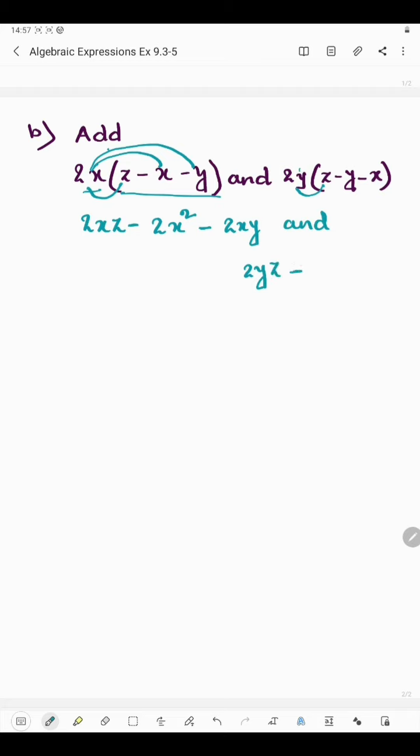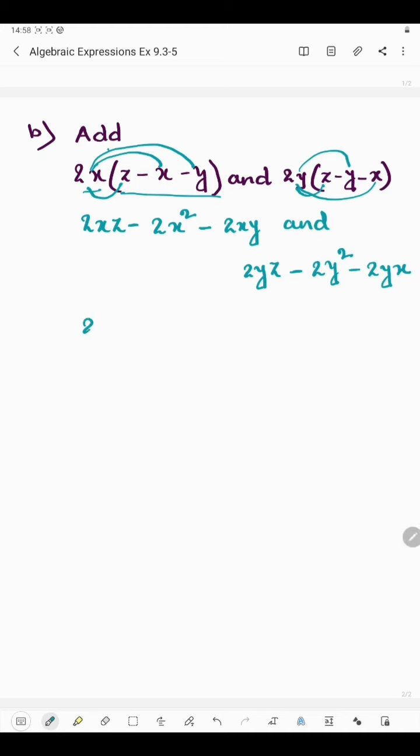Now 2y will be multiplied by the second term. So 2y into y, here we have y twice, so the power of y will be 2. Then we have a minus sign again. Now the monomial should be multiplied by the third term. So 2y into x is 2yx. Now we will add these two expressions.